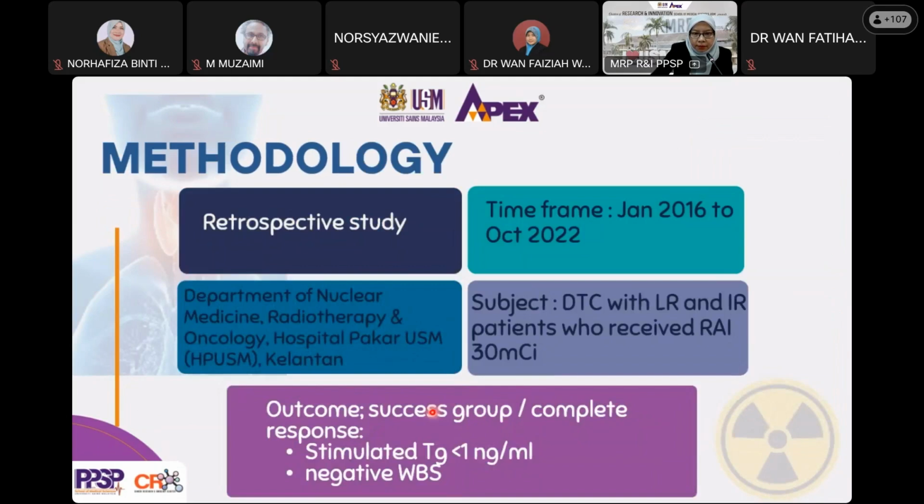So this is the methodology of our study. This is a retrospective study conducted in HPUSM from 2016 to 2022. We include low risk and intermediate risk patients who received 30 mCi. For the outcome, we assess the success group, which we also call complete response, where the stimulated TG must be less than 1 nanogram per milliliter and the whole body scan negative.